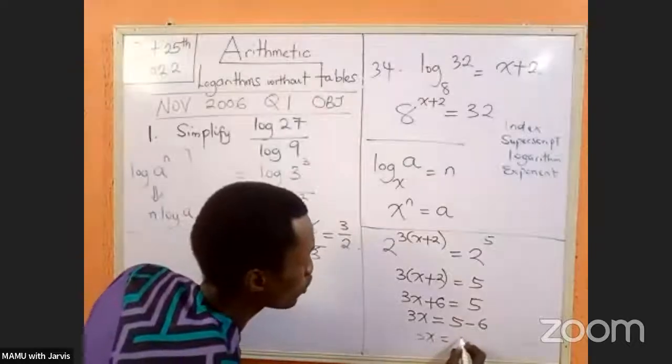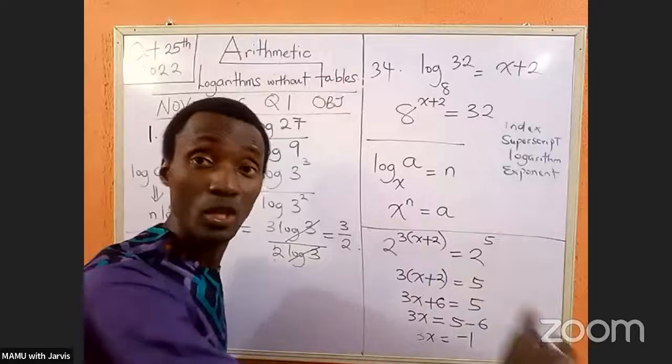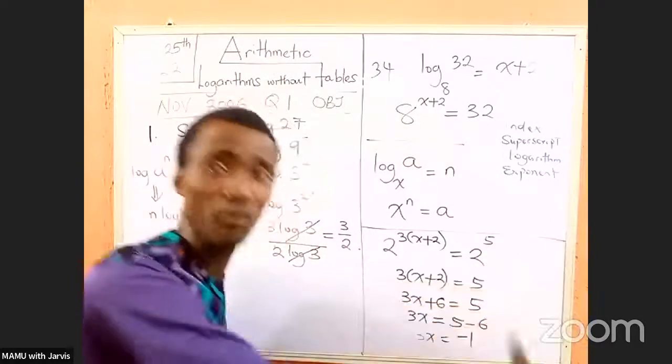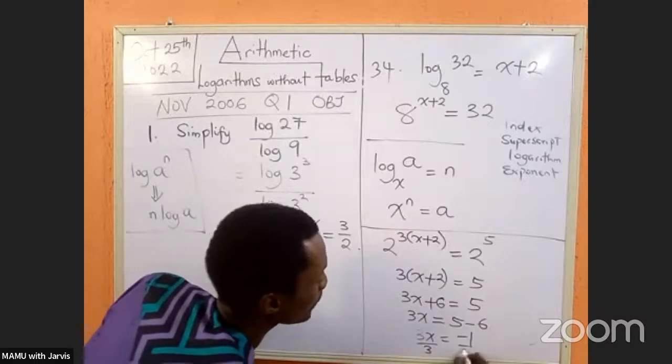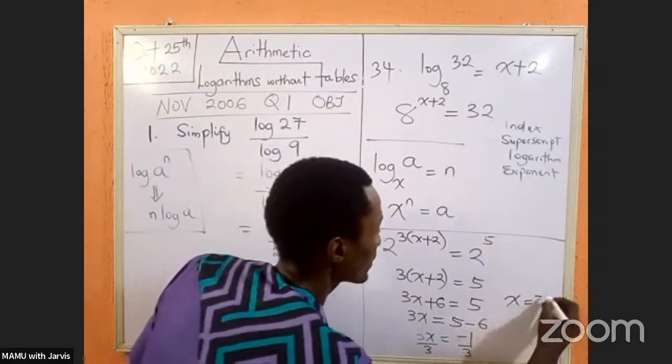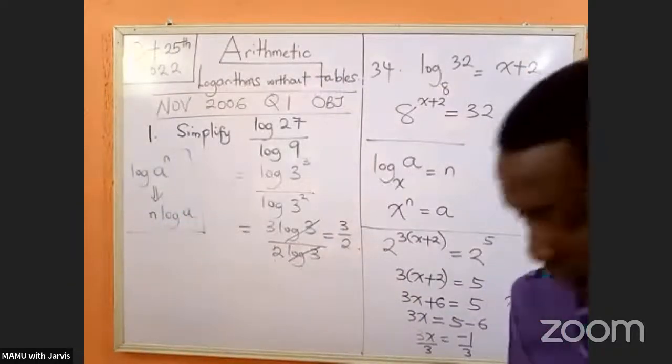3x will now be equal to what? -1. I have 5 naira, I have to pay 6 naira. So I'll pay 5 naira and I'll still have 1 naira left. And as such, at this point, I'll divide both sides by 3, and I have that x will be equal to what? -1/3.